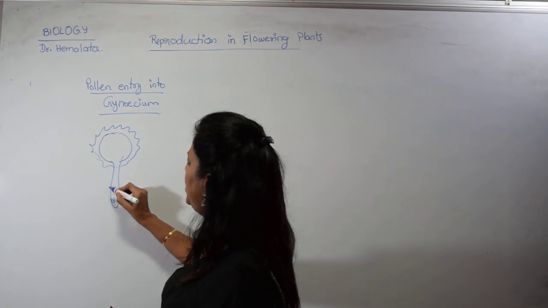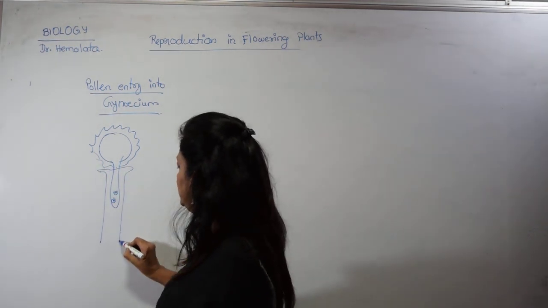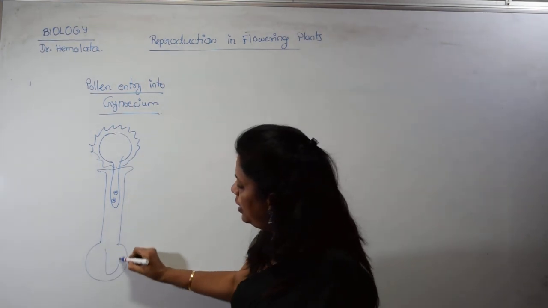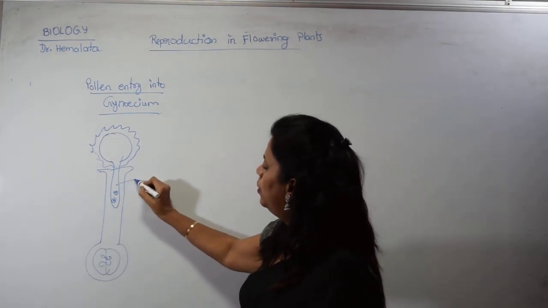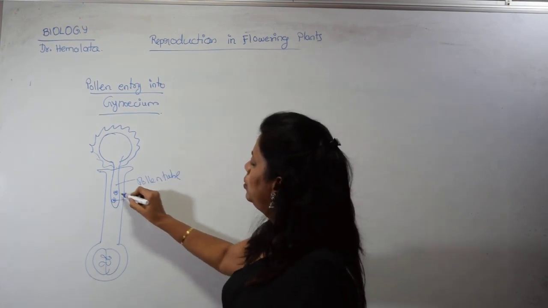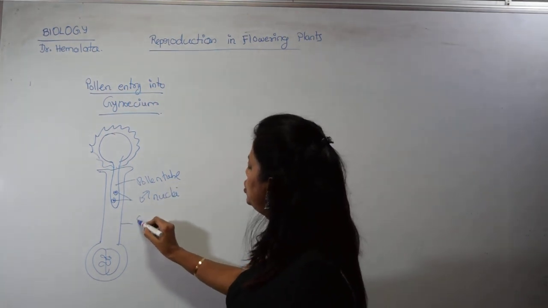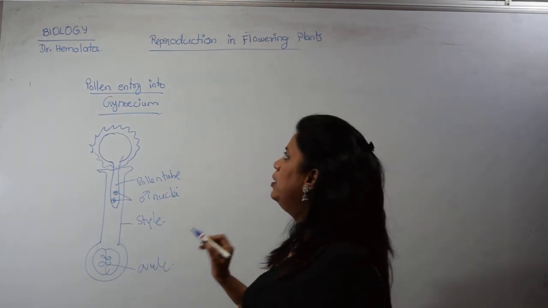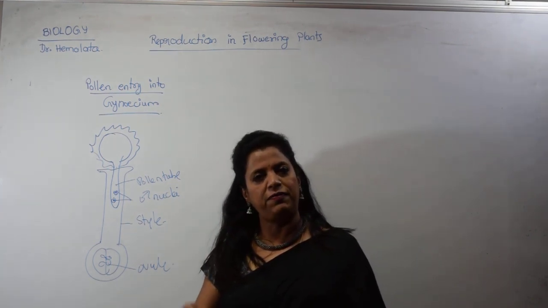These are the 2 male gametes. These start germinating on the stigmatic surface. This is the stigma, this is the style, this is the ovary. Okay? They start moving into this and later they reach the egg or the ovule. Like this it will be, this is the pollen tube. The pollen tube with the 2 male nuclei is entering into the style and they reach the ovule at the end. Okay? This is how the pollen tube enters into the stigmatic surface and the style.